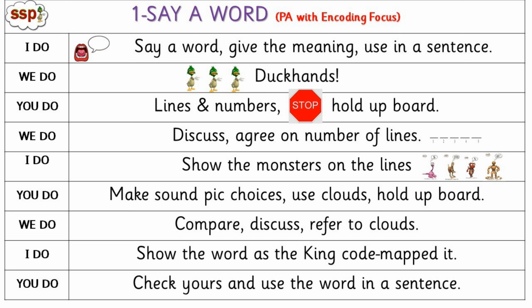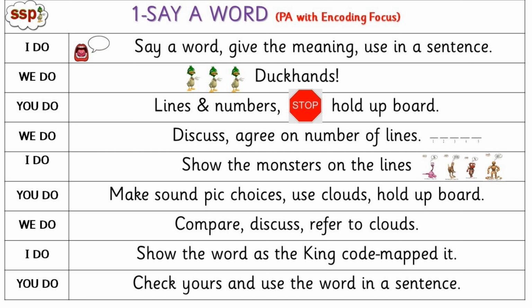2 children might pronounce it differently. So which speech sound monsters are we going to use? Which speech sound monsters do we put on the lines? So up until now, this is just phonemic awareness. This is when they start to think about the sound pick choices. They might look at their clouds on their desk, their spelling cloud keyring, and they'll hold up the board when they've made the choices and think, this looks right to me.